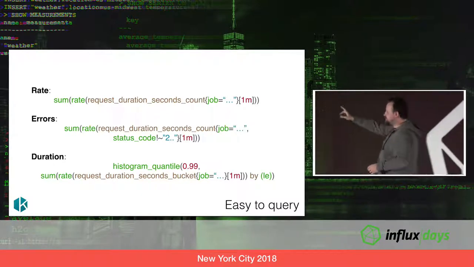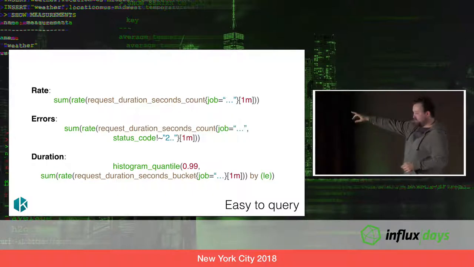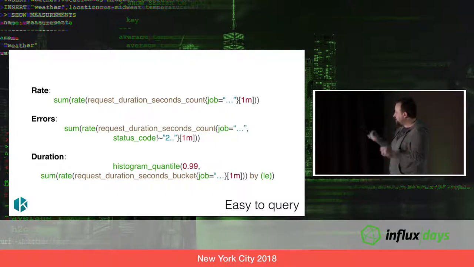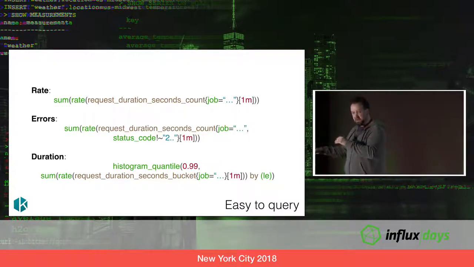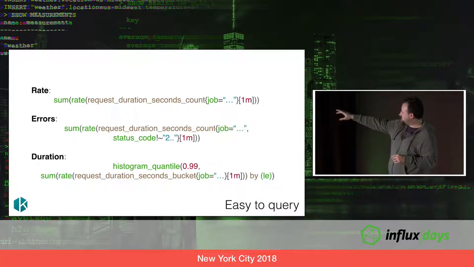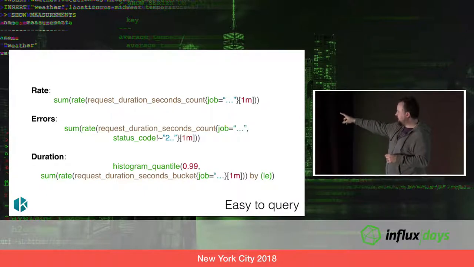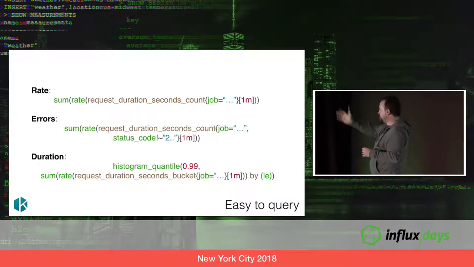First, the rate of requests is super easy. So we said the metric was called request duration seconds. Well, that's kind of a bit of syntactic sugar. In Prometheus, we will just append underscore count and underscore sum to the bottom of that. So the differential of request duration seconds count, this ever-increasing counter, is the request rate. So this is a one-minute moving request rate for whatever job you want.